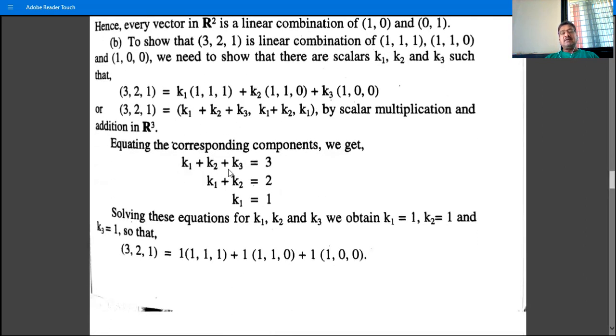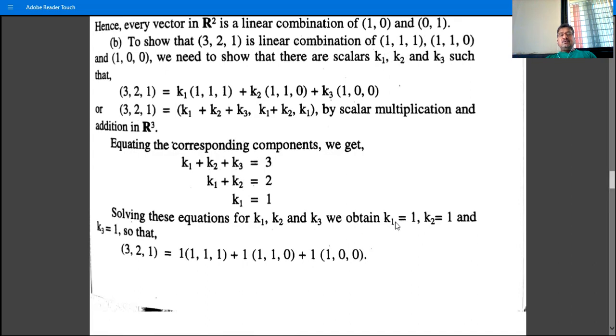We have the equations k1 plus k2 plus k3 is equal to a, k1 plus k2 is equal to b, and k1 is equal to c. So after k1 is equal to c, substituting in the above equation, we have k2 is b minus c, and similarly k3 is a minus b. Substitute k1 as c in the above equation to get the value of k2, and then the values of k1 and k2 give the value of k3.